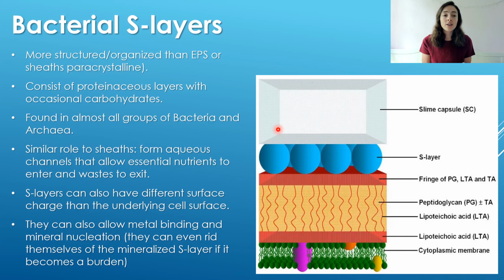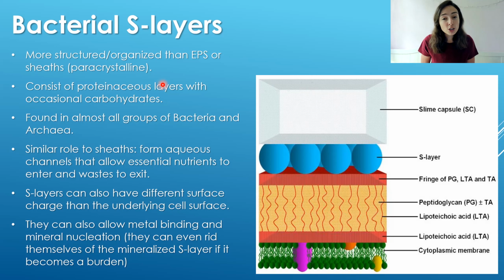So now about S layers. S layers are called S layers because they're surface layers. And as we can see, this is a typical bacteria that, from what we can tell, this is the peptidoglycan, so it must be gram positive. Good. And it's got this S layer on the outermost part of it. And these S layers are typically more structured and organized than EPS and sheaths. Because of this, we call them paracrystalline. And they consist mainly of proteins, so they're a proteinaceous layer, as mentioned here, but they also contain the occasional carbohydrate. And they're found in almost all groups of bacteria and archaea, which is the other group of prokaryote we'll talk about in a second.